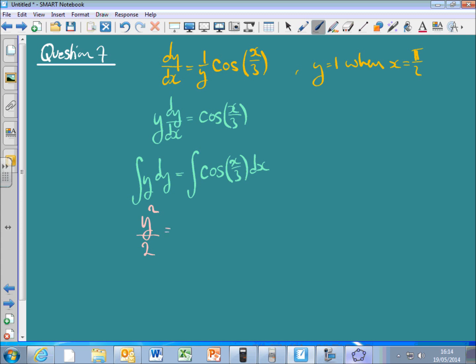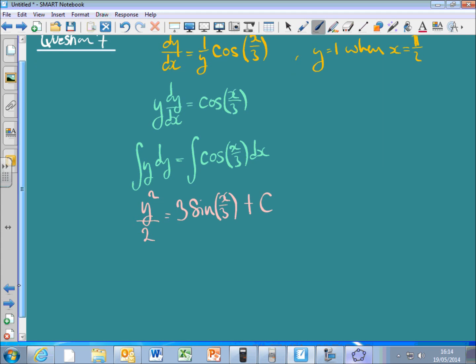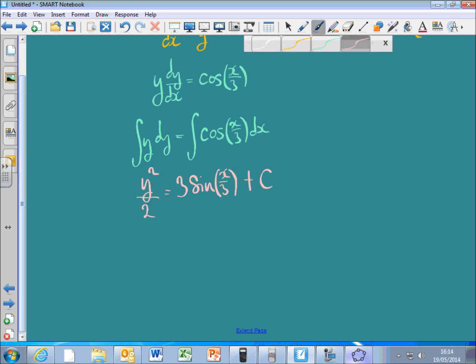Integration of the right hand side. Cos would have come from sine, so it's going to be sine of this. Now, when I differentiate sine x over 3, I get cos with a third in front because I've had to multiply by the differentiation of x over 3. So if I differentiate that, I get 1/3 cos x over 3, so I need to put a 3 in front of it. Okay, plus some constant. So I've lumped the constants from both sides. Everyone happy with that? Okay, and let's just write it as y squared because that's what it wants.